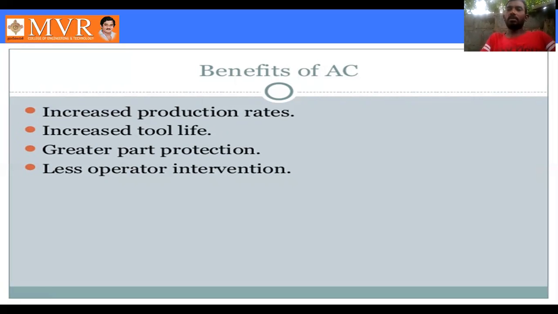Next is the principle of operation of NC. Next we can see the NC modes. Generally we have four types of modes. After the modes, we can start the features of NC machines. So that is our NC machines topic.